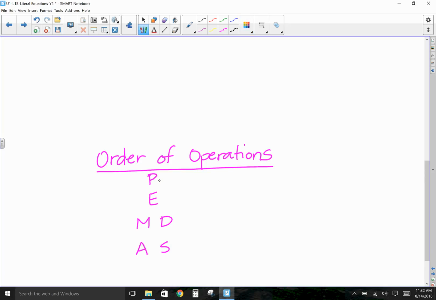So the P, you remember, stands for parentheses. The E stands for exponents. The M stands for multiplication. The D is for division. A is addition, and S is subtraction.